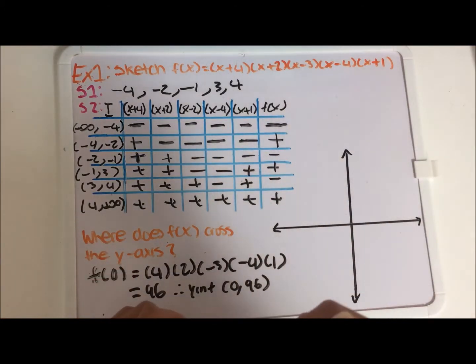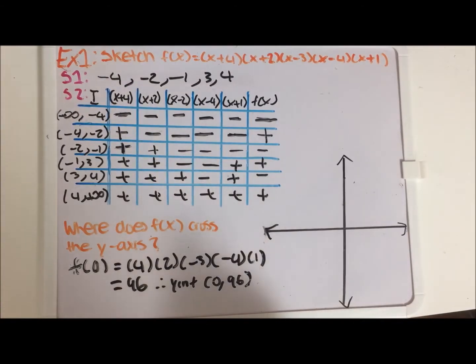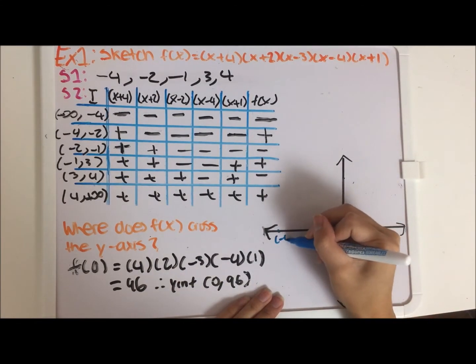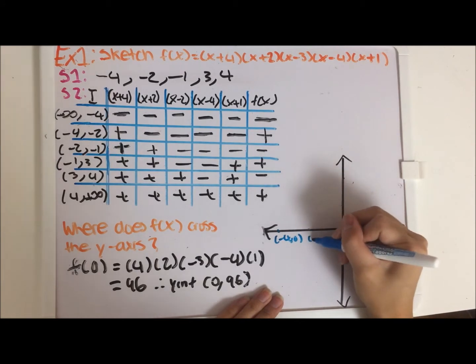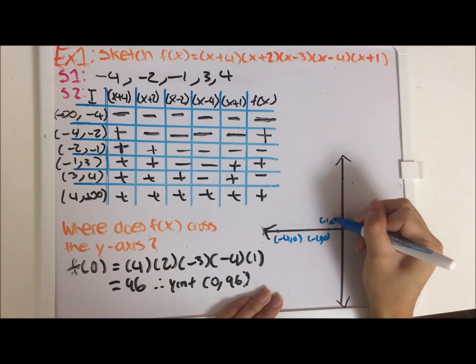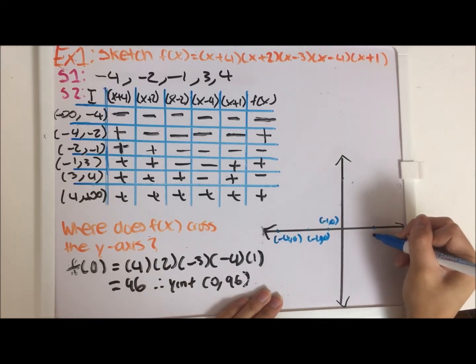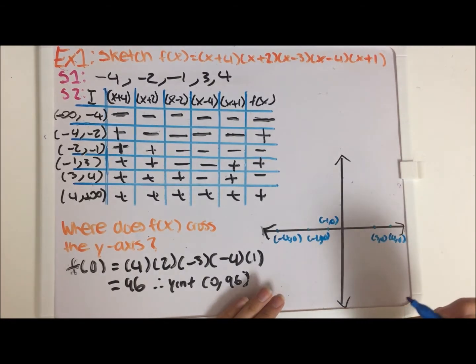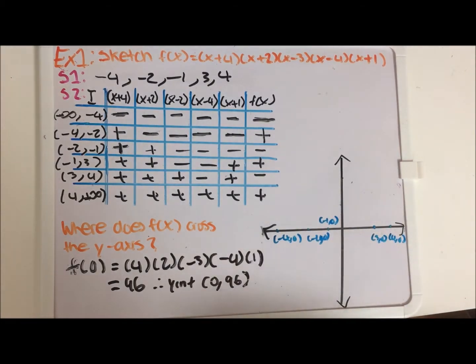Okay, so now to graph this function, the first thing you can do is locate the x-intercepts. So let's do this. -4, 0. There's one at -2, 0. There's one at -1, 0. There's one at 3, 0. And there's one at 4, 0. Now let's look at our interval table.